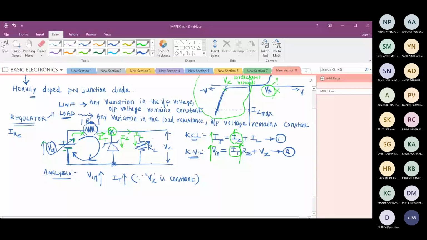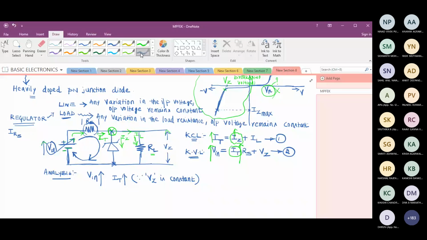Provided, listen. I'm explaining line regulation, so don't get confused. Our load is fixed. I'm not changing the load now. I'm explaining the line regulation. So will VZ remain constant? We already understand VZ is constant. RL is fixed. So what happens to IL? It will remain the same, sir.